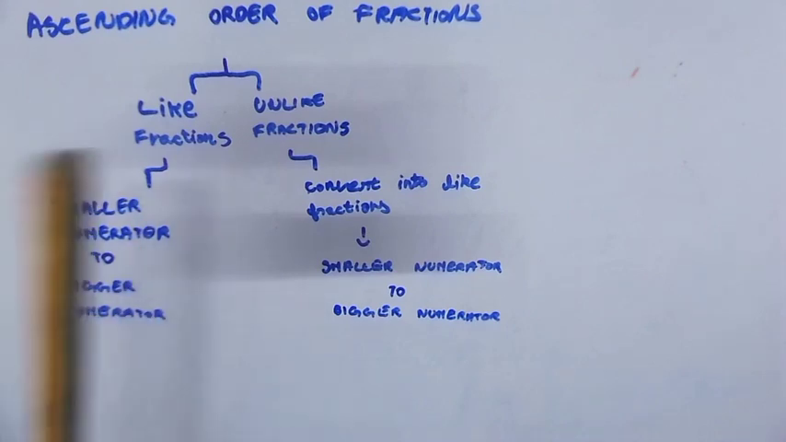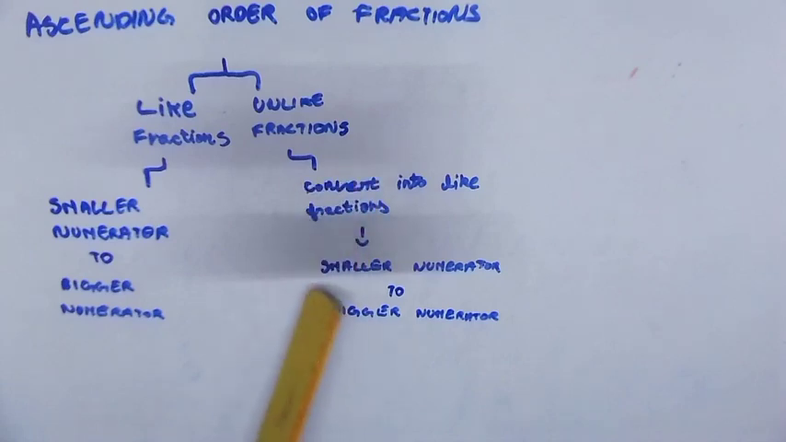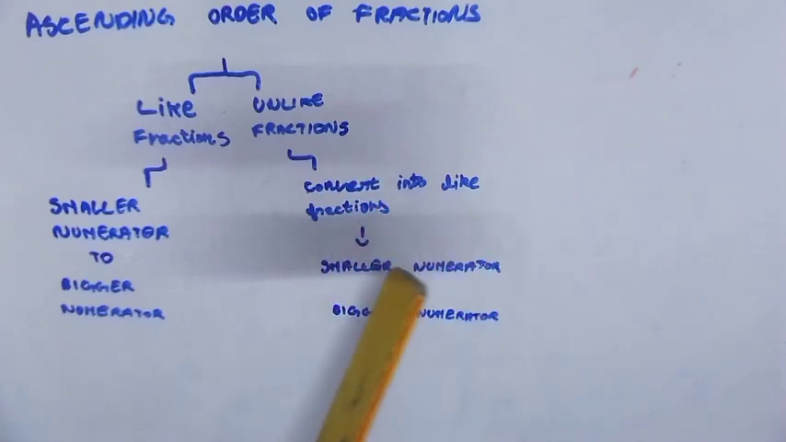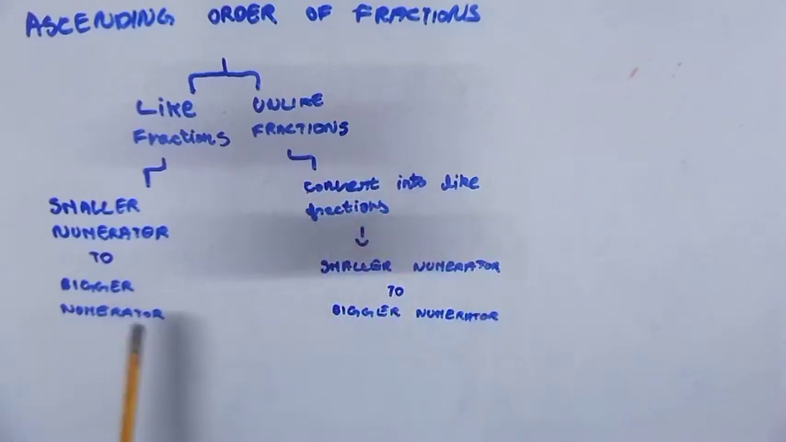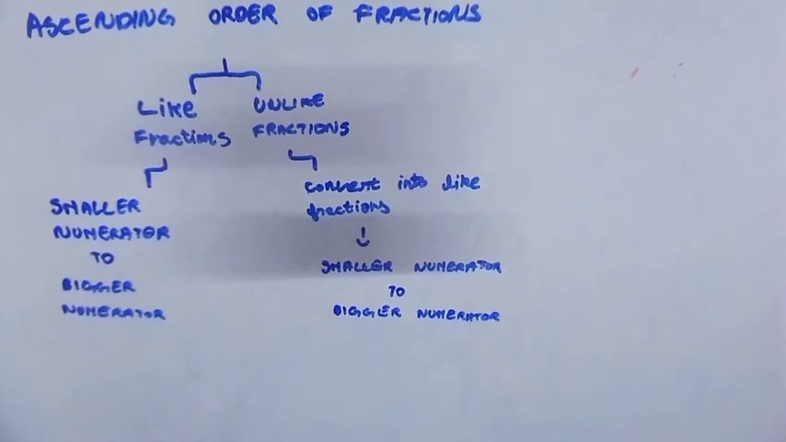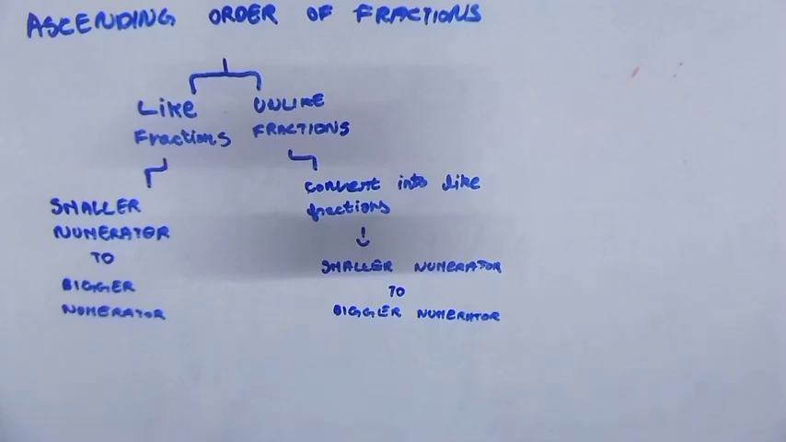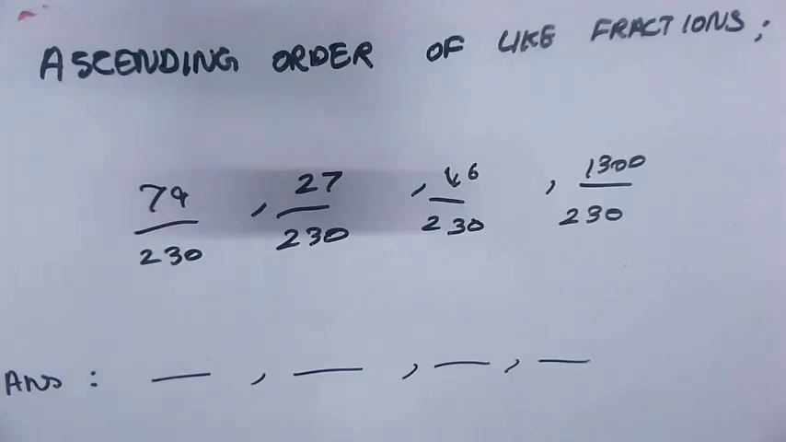Okay, so if it is unlike fractions in ascending order of fractions, first we have to convert it into a like fraction. Then we have to follow the step we use for like fractions, smaller numerator to bigger numerator. That is, the fraction which has the smaller numerator should be at the beginning, and the fraction which has the bigger numerator should be at the last. Let's get to know more about like fractions ascending order. Let's begin with ascending order of like fractions.